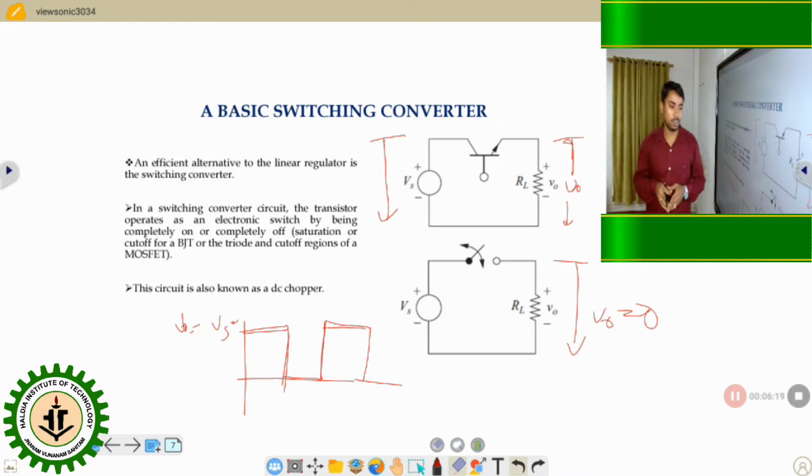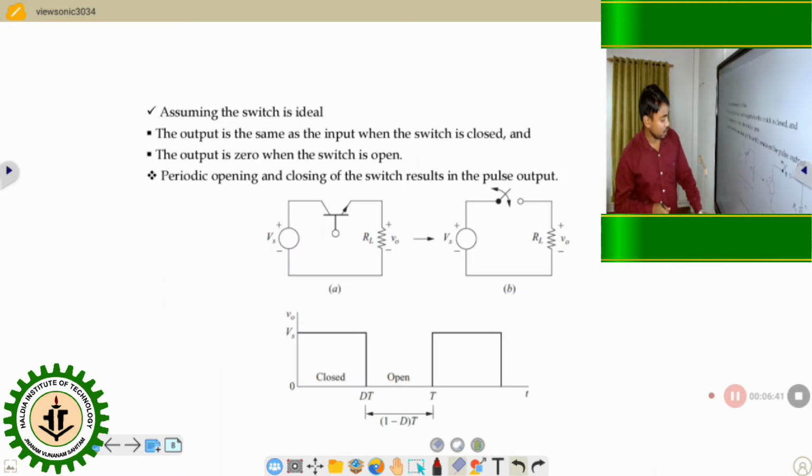So our aim is how to convert this pulsating DC to constant DC. How is it possible? It is possible by using a chopper circuit. Chopper means chop. Here we use a switch which can chop. It is a high frequency operator. It will be on, off, on, off, on, off. That's why it is called the chopper. Clear? Look here. Our assumption is that this switch must be ideal.